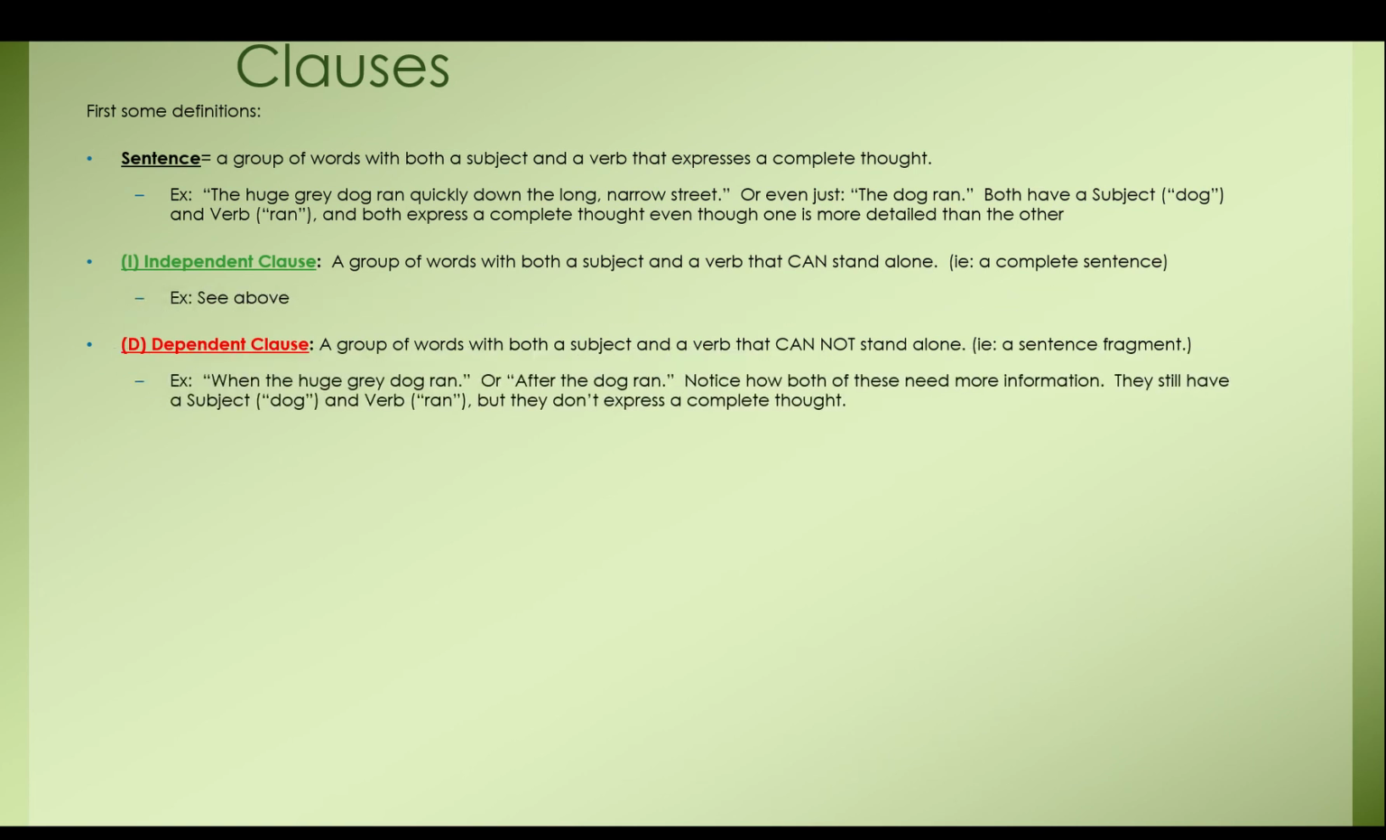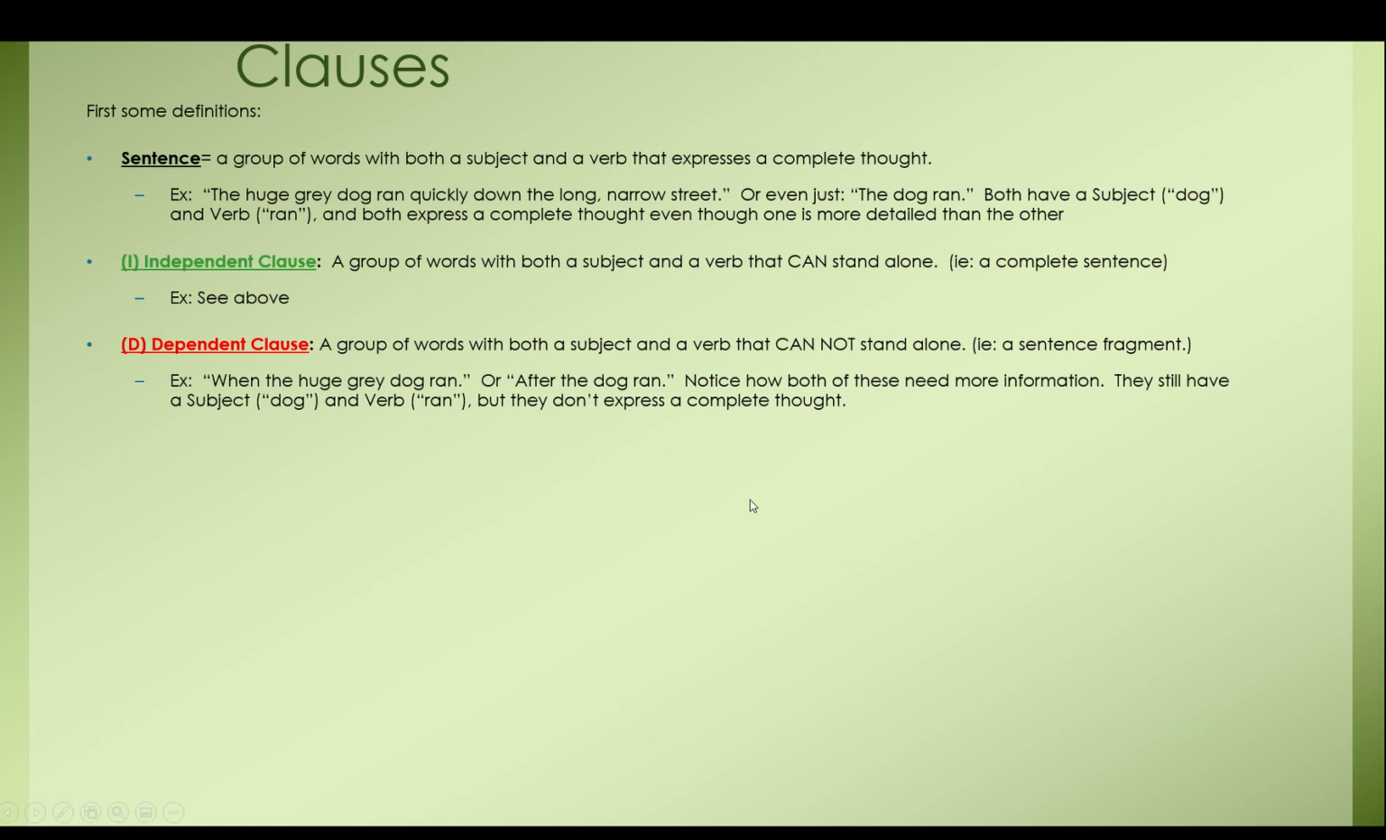Here's an example. The trick is actually usually to start with an independent clause and add a word to it. It seems counterintuitive because if a dependent clause can't stand alone, it feels like it should have less than an independent clause. But it actually usually has one word more. So, example, when the huge gray dog ran. It has its subject, dog, it has a verb, ran. But if I go up to somebody and say, when the huge gray dog ran, they'll look at me and say, go on, what happened?